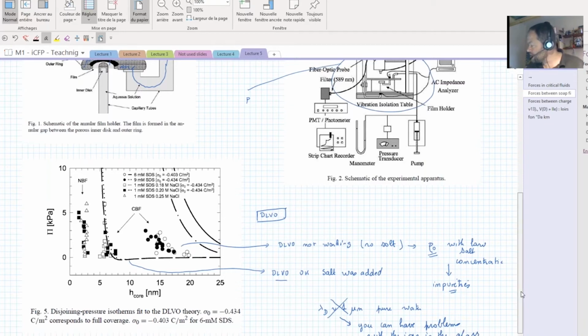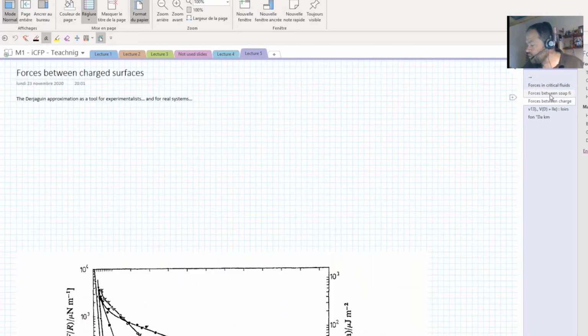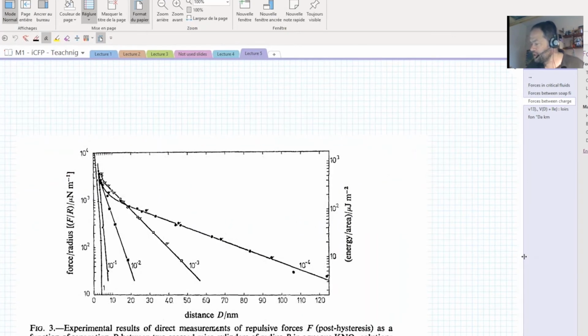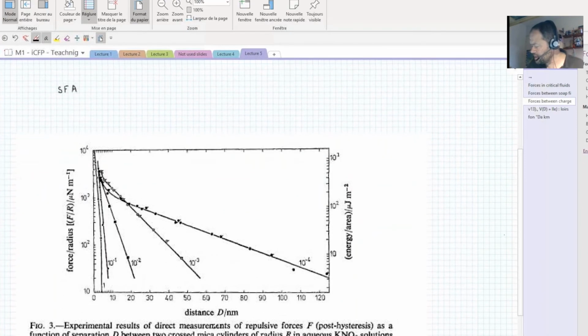Okay, so this is the technique that allows to measure the DLVO force or the disjoining force in liquid films, or you can do that using the surface force apparatus that we already saw. I think I should have written the reference. I will write it. That's a paper by Israelachvili.